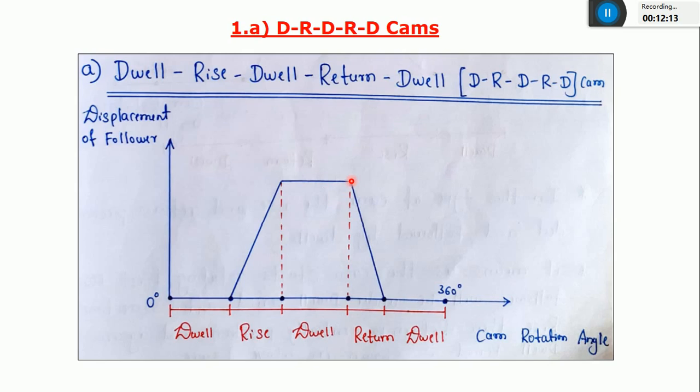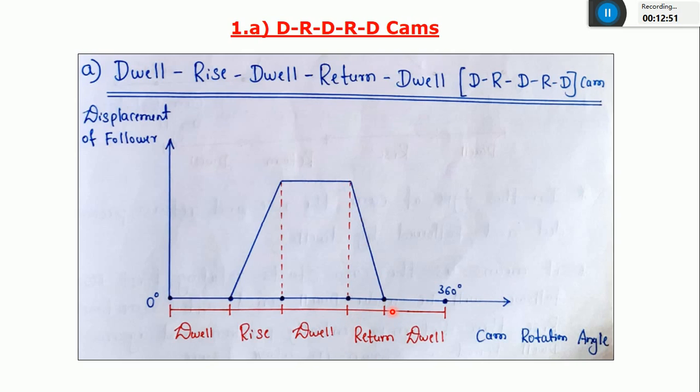Okay. After that, from 180 to 270. So this is 0. I consider this as 90. Then this is 180. I'll consider this as 270. During this cam rotation angle, you can see the follower is coming down. Okay, it means the follower is moving in a downward direction from 40 mm to 0 mm. So I can call it a return motion of the follower.